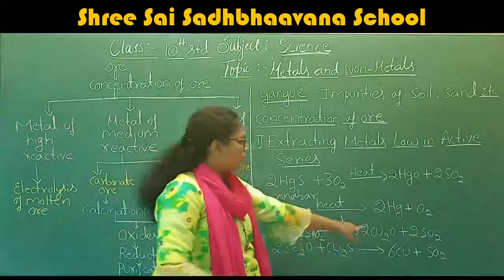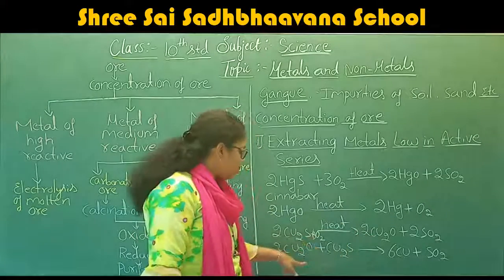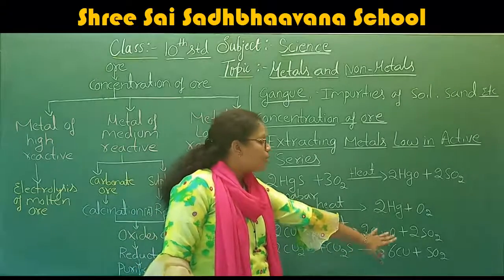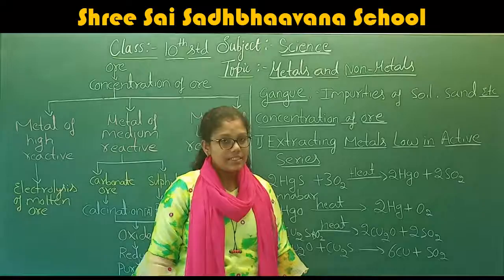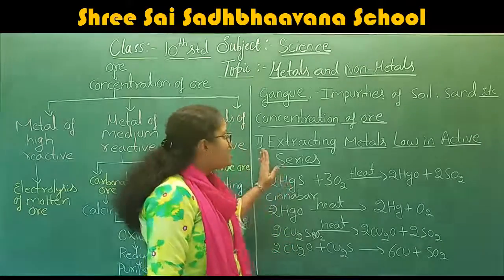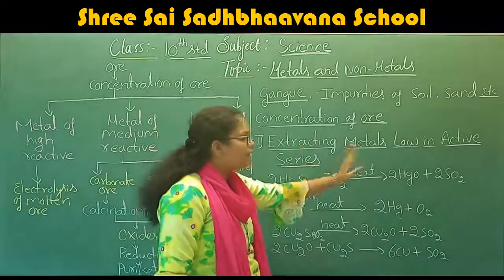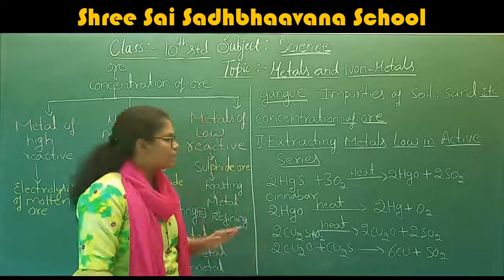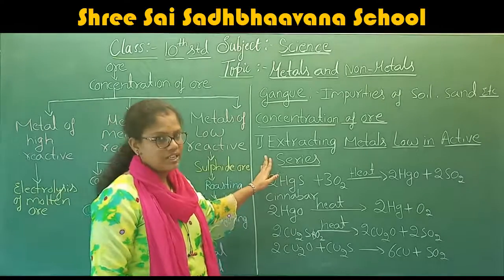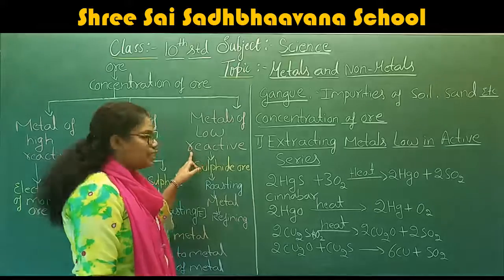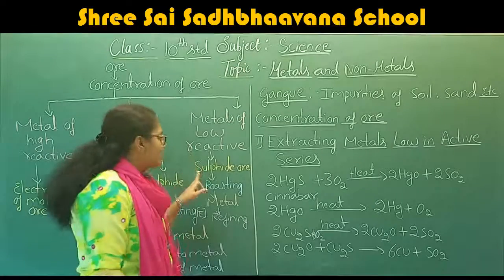After that, the obtained copper oxide reacts with the copper sulfide and forms pure copper plus sulfur dioxide gas. This is the extraction of the metal low in the reactive series. One more time, let me tell how the extraction of the metal low in the reactive series takes place. First of all, the metal present low in the reactive series is in the form of the sulfide ore.